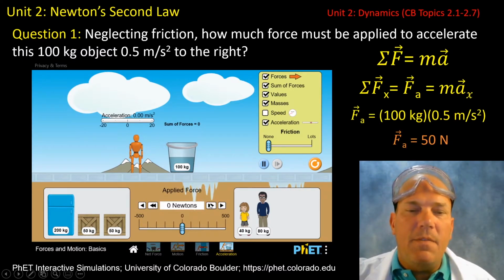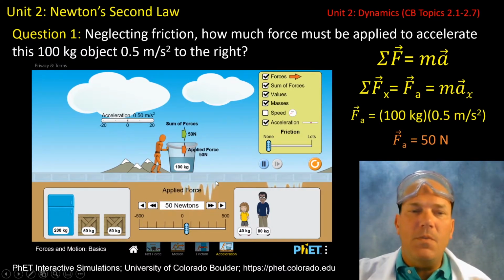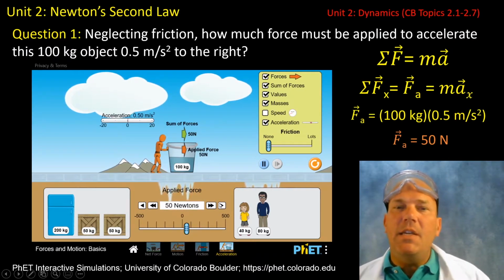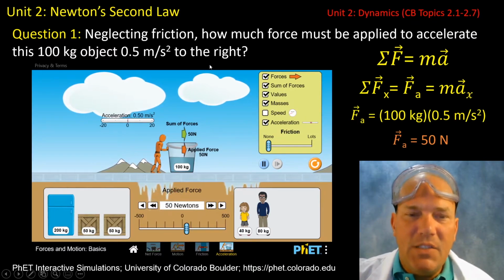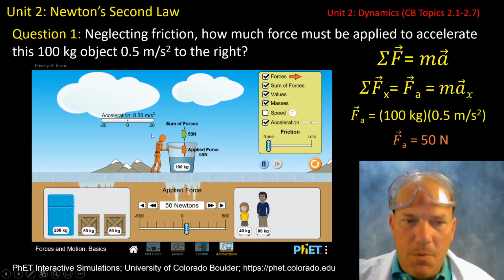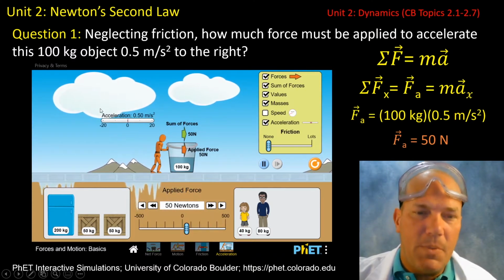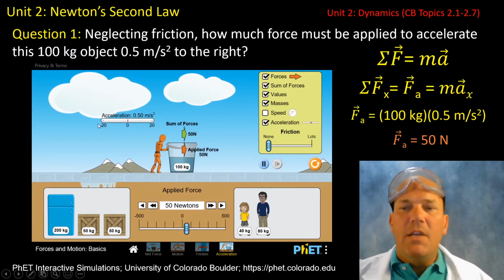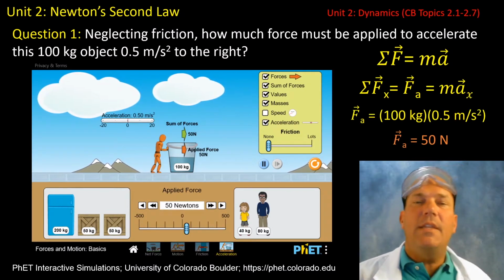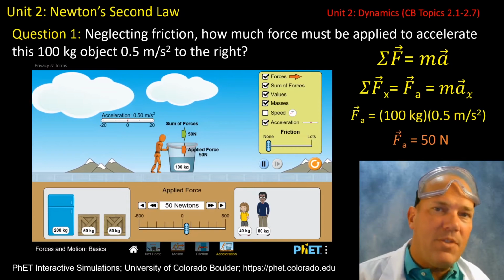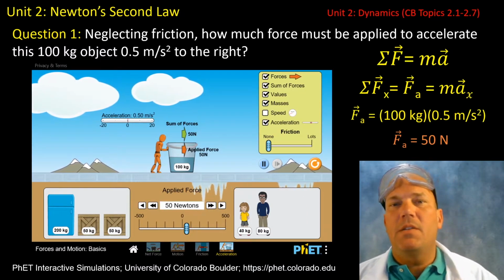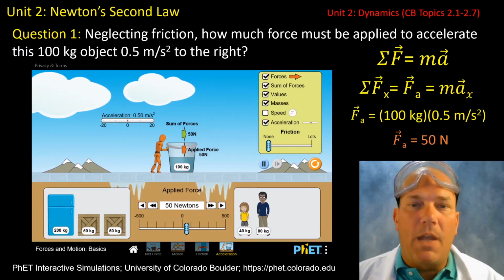And indeed, if I apply a 50 Newton force to this object, you can see that it now has begun to accelerate, and the acceleration is 0.5 meters per second squared. And so that 50 Newton force to the right has resulted in this 100 kilogram object accelerating at 0.5 meters per second squared to the right.